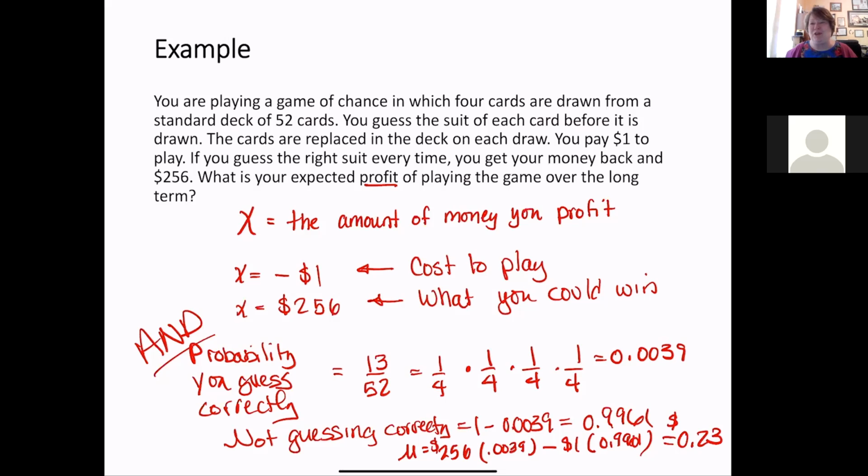Editorial comment from Professor Castle. If you win, you should quit. Because if you keep playing, chances are you're going to start losing, right? It's just the law of averages. So when you start losing, this is what happened. So over the long term, if you keep playing, you could expect to win 23 cents. Woohoo! Big money.